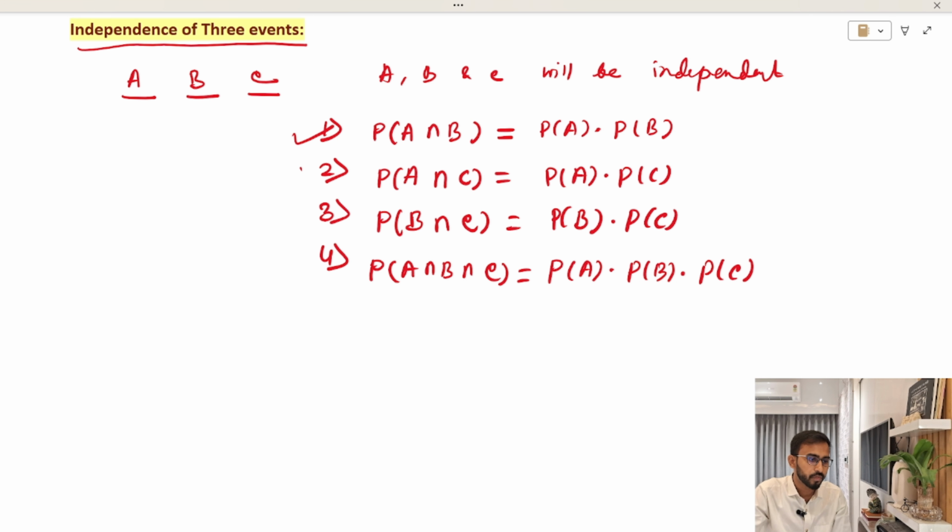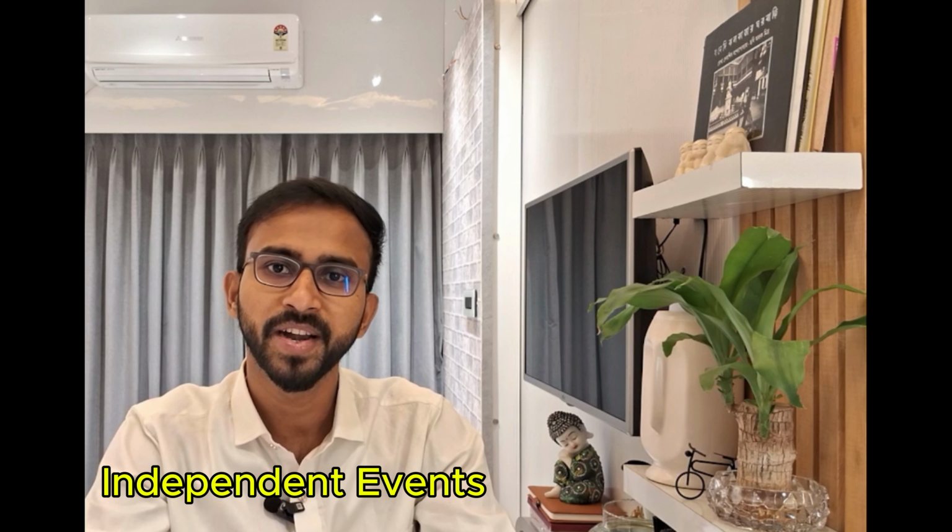So if these four conditions are satisfied, then we can say events A, B, C will be independent of each other. I hope you all have understood the concept of independence of three events. So now we will solve a few GATE previous year's questions on independent events.